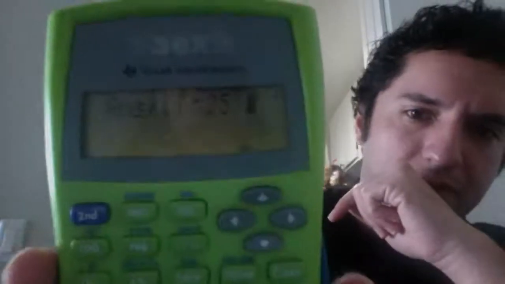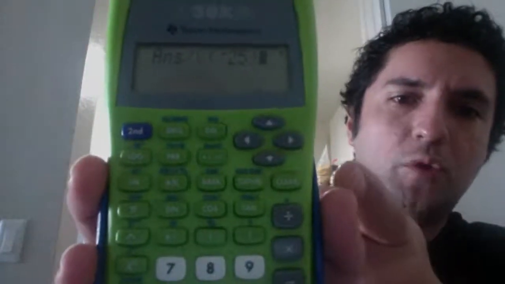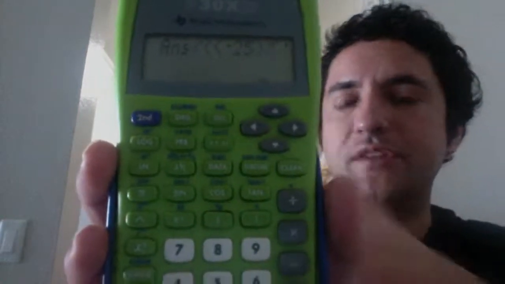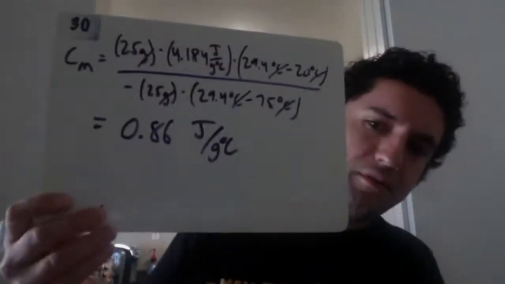So I just divide it, but I do one parentheses in the front just to include the whole denominator together as one factor. And then negative 25, and then times 29.4 minus 75. But again, I do a double parentheses at the end there just so it can all stay in the denominator. So you should get about 0.86. So the grams cancel. The Celsius all cancel. So you get 0.86 joules per gram degrees Celsius. So that should be your final answer there.